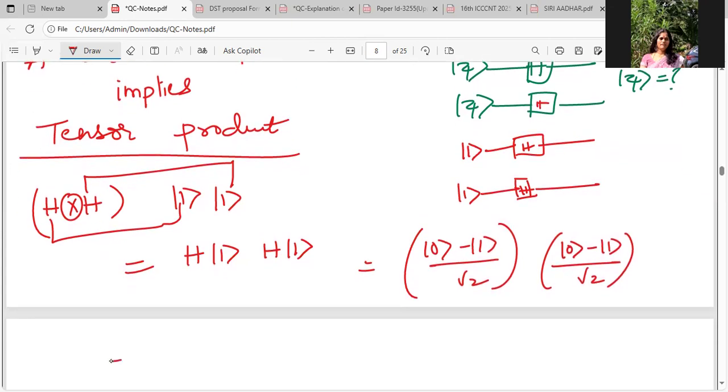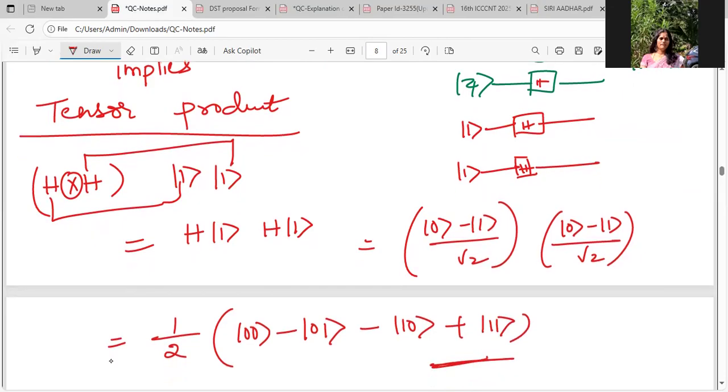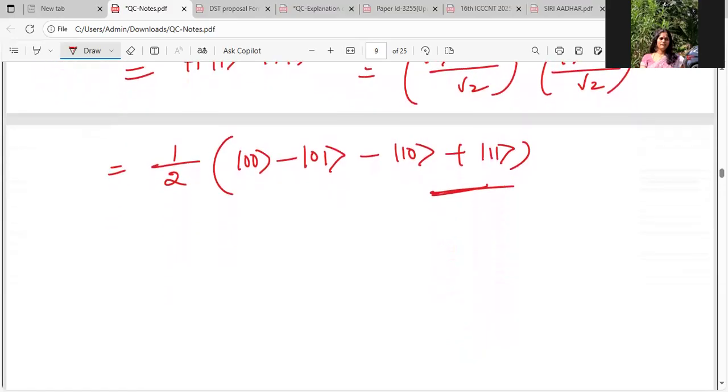So what do I get? Tensor product, of course, 1 by root 2 times 1 by root 2 becomes 1 by 2, guys. So tensor product of 0, 0, tensor product of 0, 1 with a negative sign, tensor product of 1, 0 with a negative sign, and tensor product of 1, 1 with a positive sign. This is how it works when the circuits are in parallel. Of course, you can do the same tensor product kind of thing for these also.